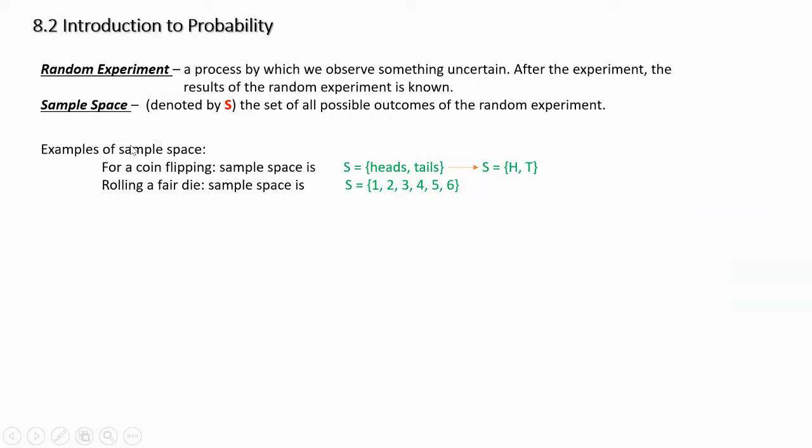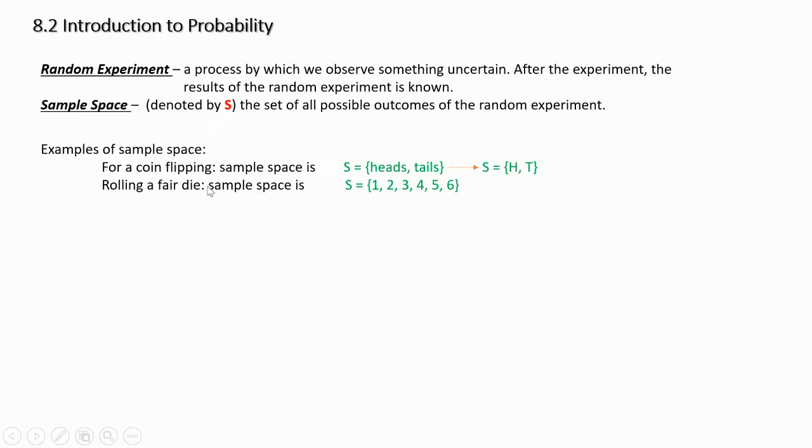Okay, these are examples of sample space. For a coin flip, the sample space is heads or tails, right? Because when we flip a coin, it can only be heads or it can be tails. That's why S, the sample space, is heads or tails, and they put it in set notation.